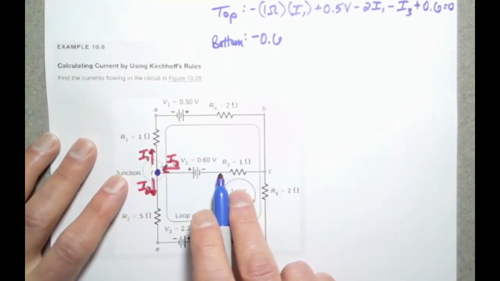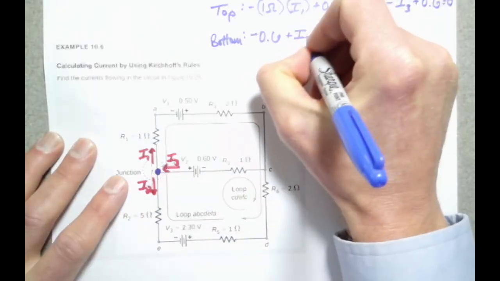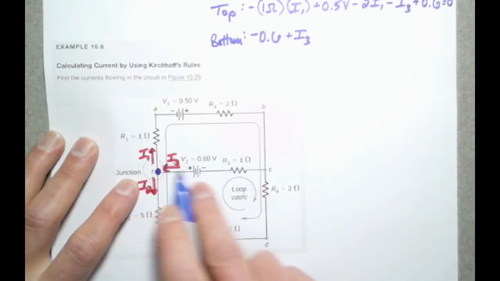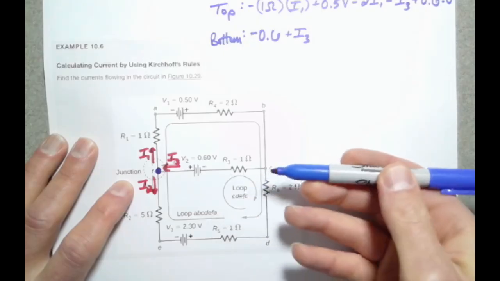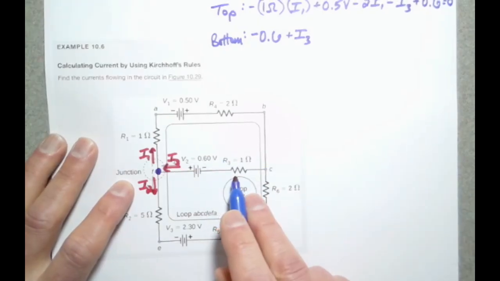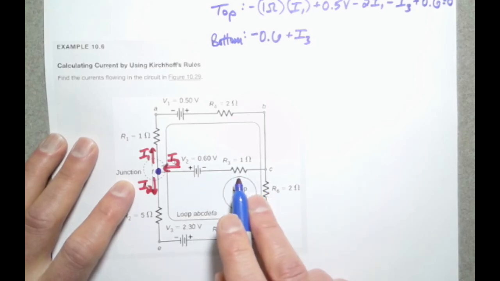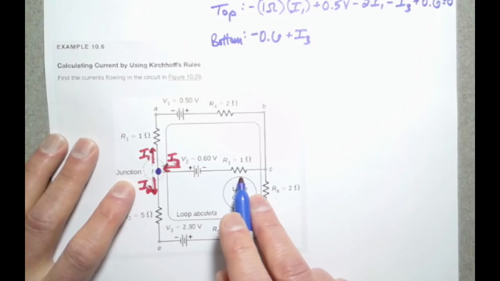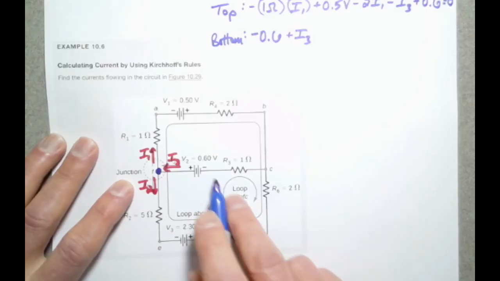Okay, so I'm going to go up I3, because it's 1 times I3. I'm going to go up. Notice that I3 is pointing in this direction. Think about each of these resistors as a waterfall. If I'm swimming upstream and I get to this waterfall, I'm going to have to climb the waterfall. I'm going to have to go up because the current is going against the direction that I'm traveling. Okay? All right, let's keep going.